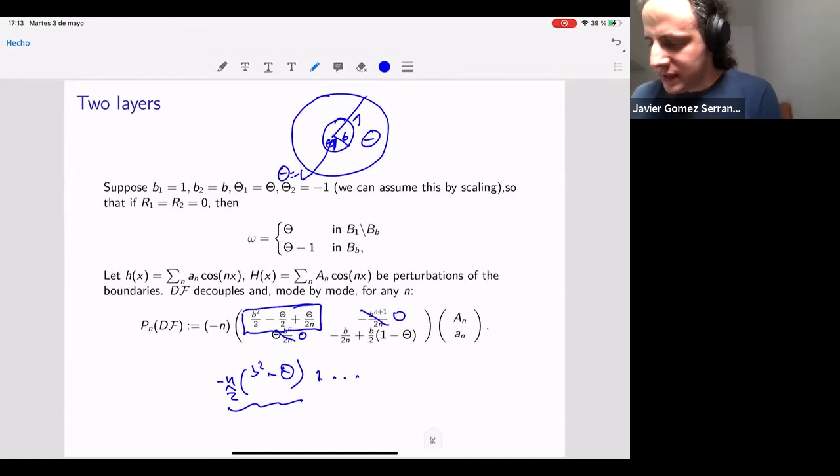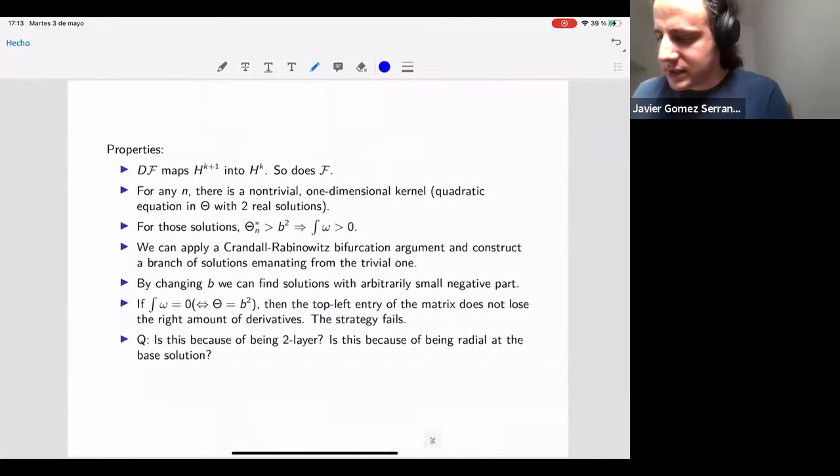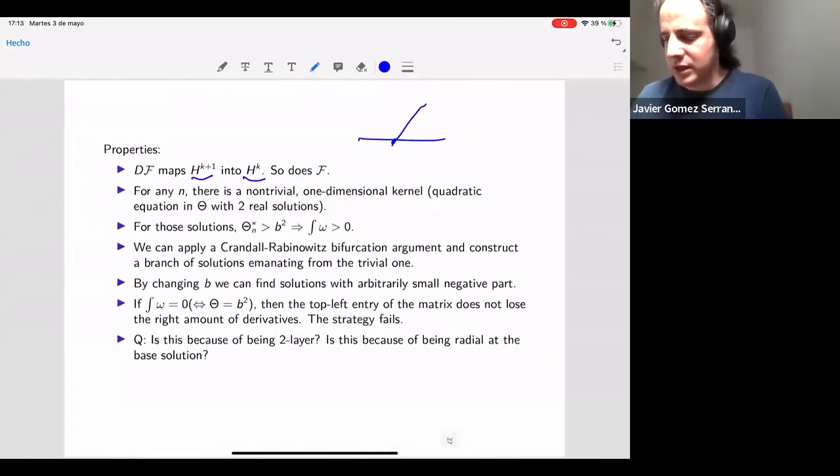And then we start having problems, in the sense that the linear operator DF doesn't map H^(k+1) into H^k anymore. Okay, so now the linear operator doesn't lose the right amount of derivatives, and this is a problem. So at this point, we were wondering, well, is this because of being two-layer? Is this because of the base solution being radial? Maybe we can change these two things, and maybe we can find something else. Maybe this is just a technicality coming from the simple setup that we are taking.